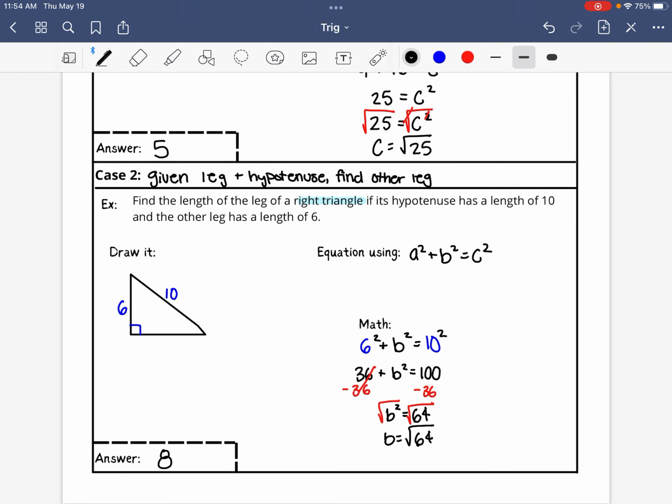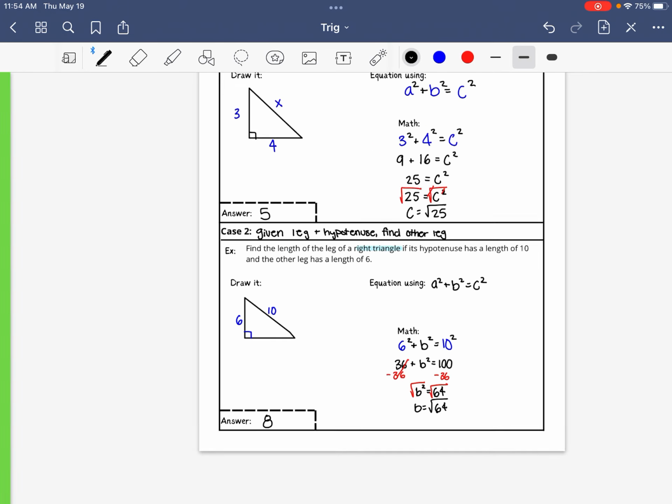So since we had to find the other leg, we had to move either a or b to the other side, subtract, and then we had to take the radical. So it's a little bit of a longer step.